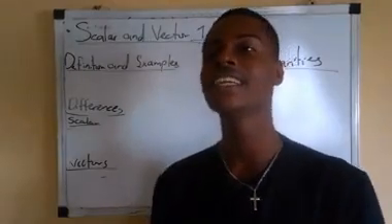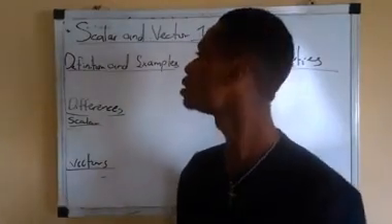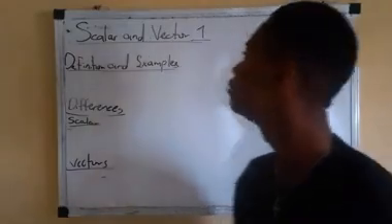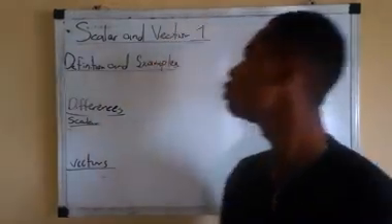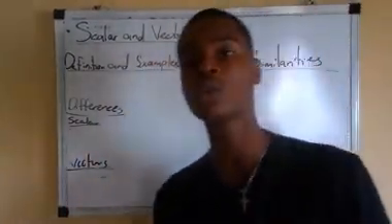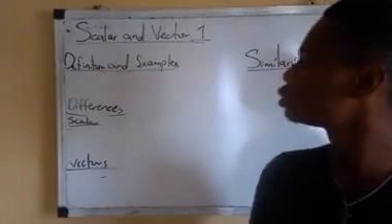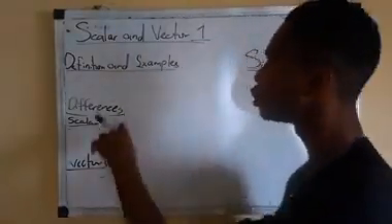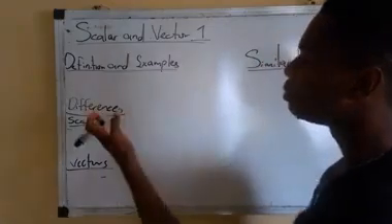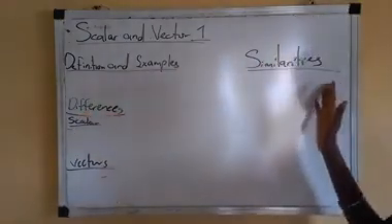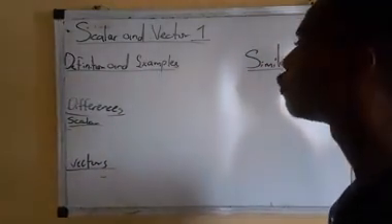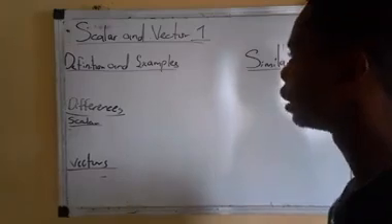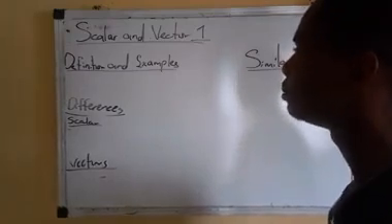Good morning, class. This is Physics with Shemahai, and we are taking scalar and vector quantities in week 1, although these will also go to week 2. In today's class we'll be taking the definition, examples, differences, then similarities. Are you getting me? So let's start with the definition of scalar quantities and vector quantities.